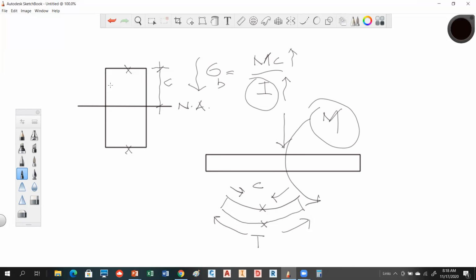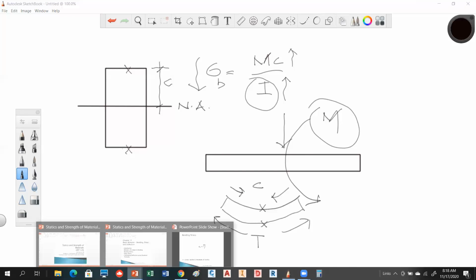If this is the same distance from here to here and here to here, then the compression and the tension are equal. They're just going to be opposite sign. But if your neutral axis moves up, you may have less compression than you have tension, okay? So that might come back to materials, because you may have a material that holds up better in tension than it does compression, all right? Does that make sense, guys? Okay, so let's move back here.